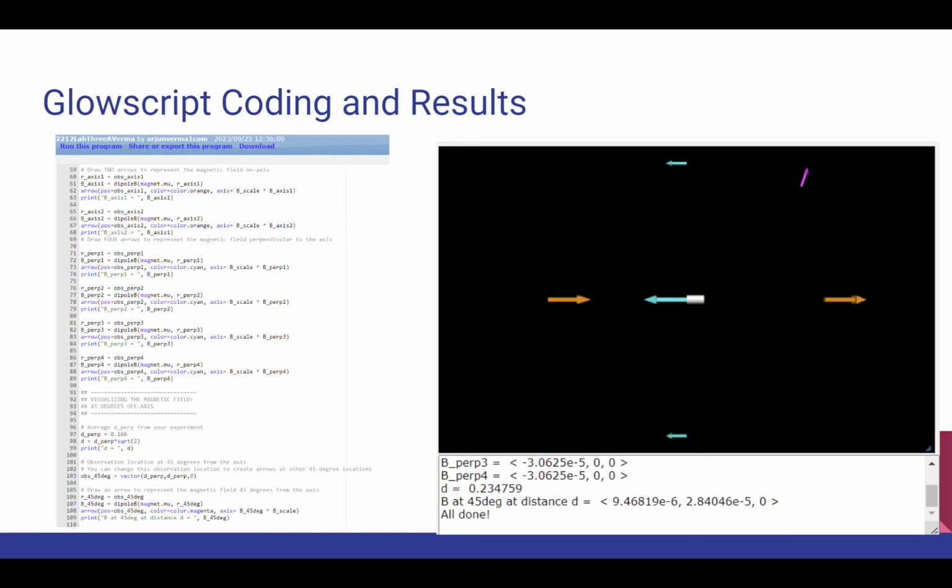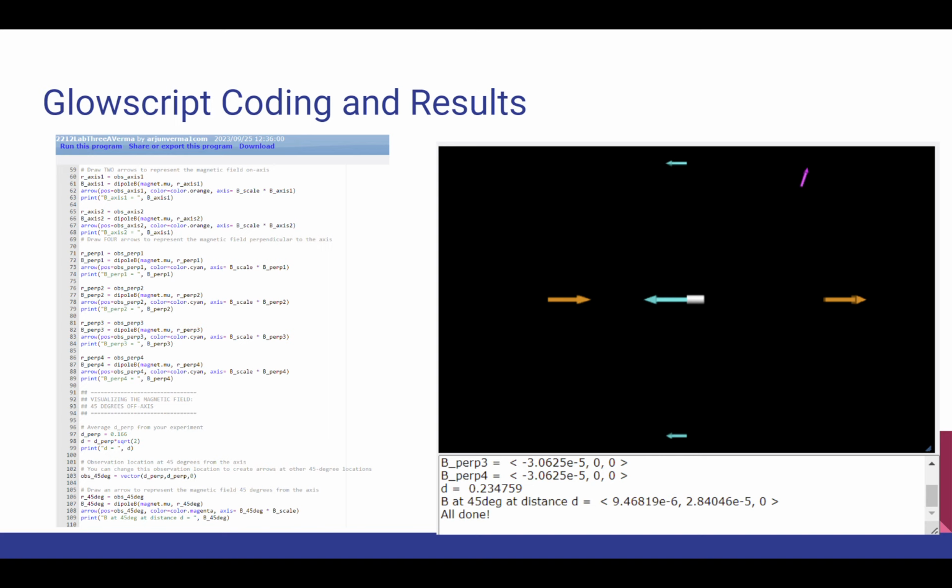I also did some GlowScript coding, and these are the results of the code. After inputting the data from my experiment, I was able to find the B fields from different inputs, like the B field perpendicular from different positions, as well as the B field at 45 degrees from a certain distance. On the right, you can see all these arrows correspond to the B field at different positions. You can see how it changes when you're on axis, as well as when you're off axis at an angle, and how that's very different from when you are on axis.